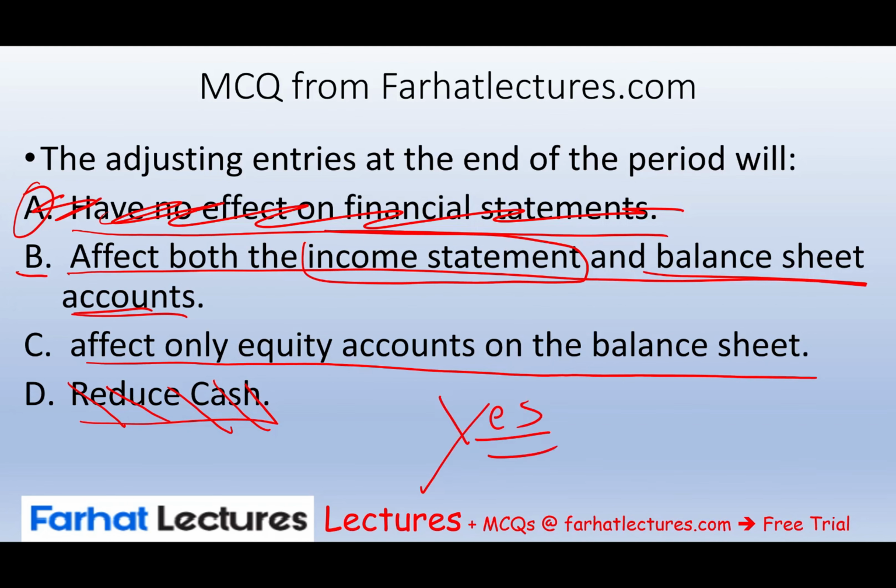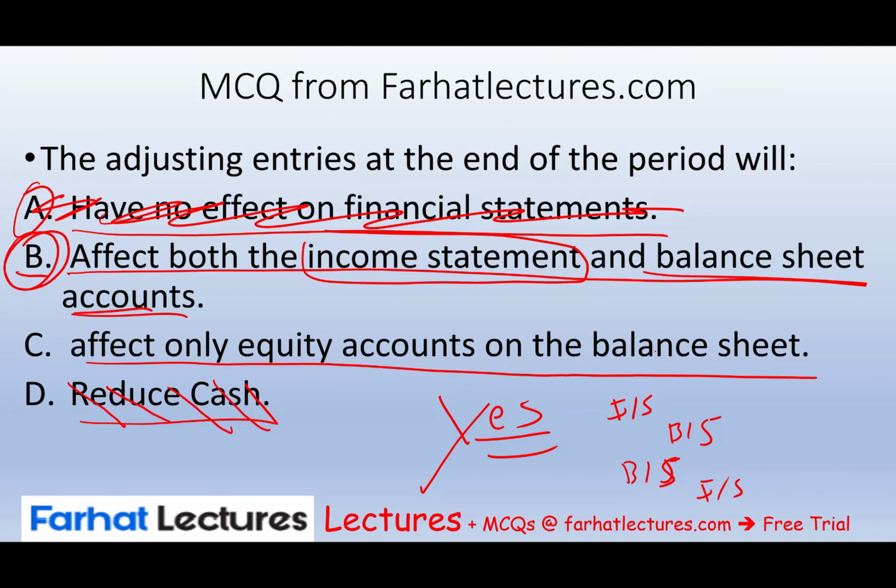And as we were going through the lecture, I was telling you, notice we have an income statement and we have a balance sheet. We have a balance sheet and an income statement. So every adjusting entry affected a balance sheet and an income statement. I would say B is correct.